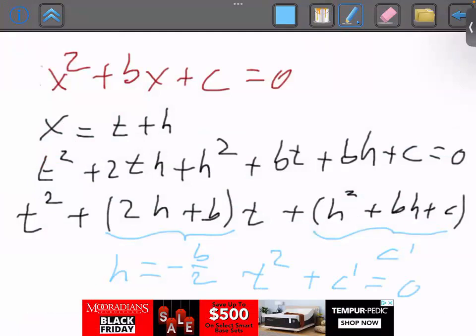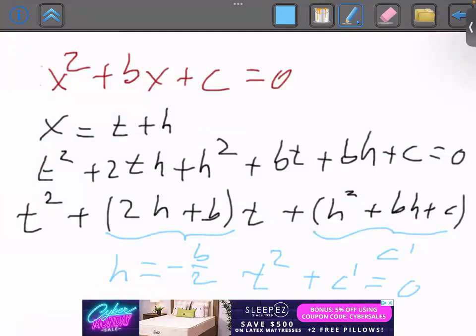Can we solve t squared plus c prime equals 0? Yeah, we would get t equals plus or minus the square root of negative c prime. But x is just t plus h. So then we just add h to that. And we know what h is. H is just negative b over 2. So when you go through, this is how you get the quadratic formula. You can see that what we're really doing is solving a simpler quadratic. Once we know how to solve this one, putting in the linear term is not so bad. It's just a question of changing variables.